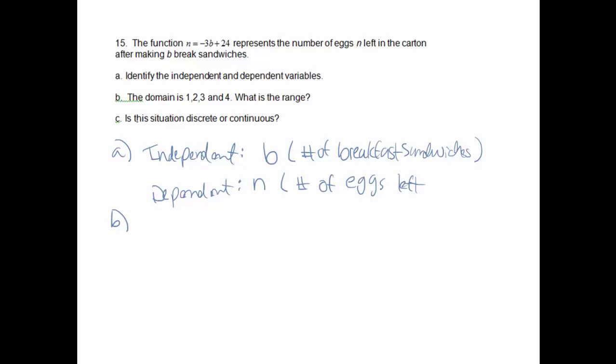All right, part B says the domain is 1, 2, 3, 4. What is the range? So they're basically telling you that the independent variables are 1, 2, 3, 4. What is the range? So I'm going to make myself a little chart. Put domain, range. The domain is 1, 2, 3, 4.